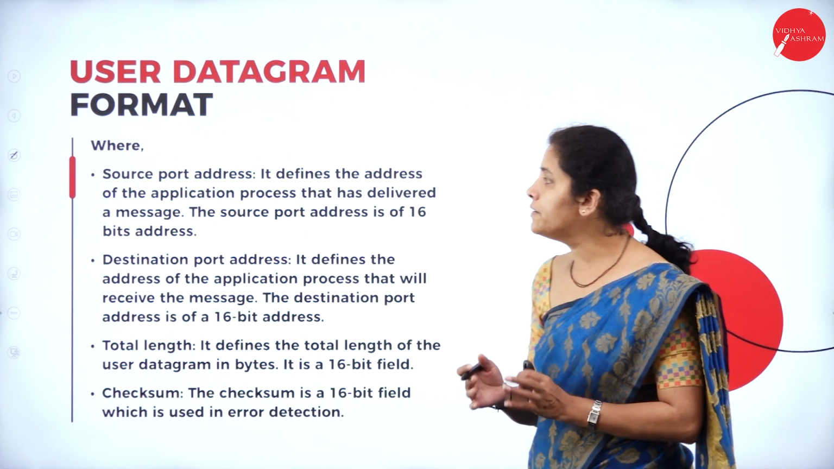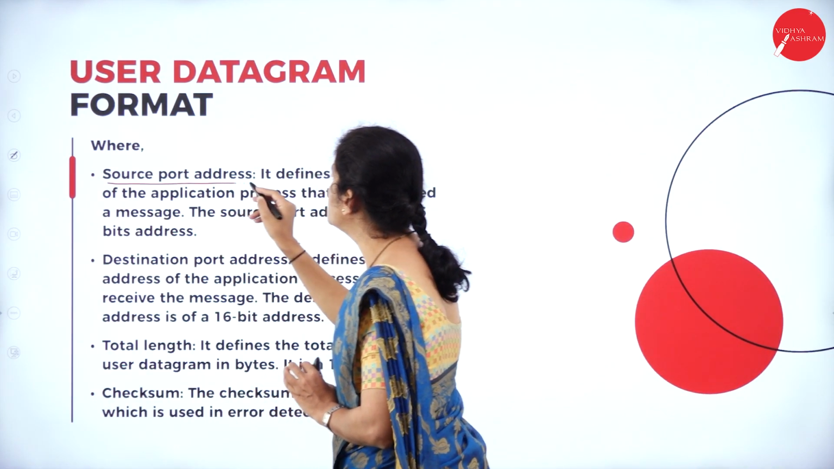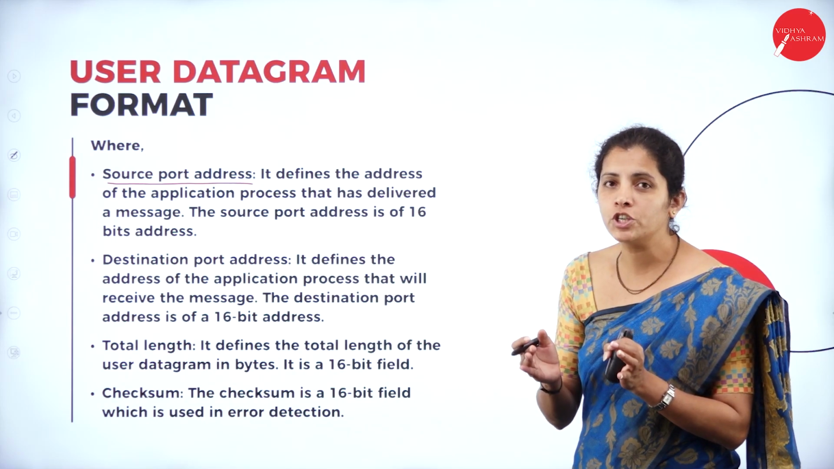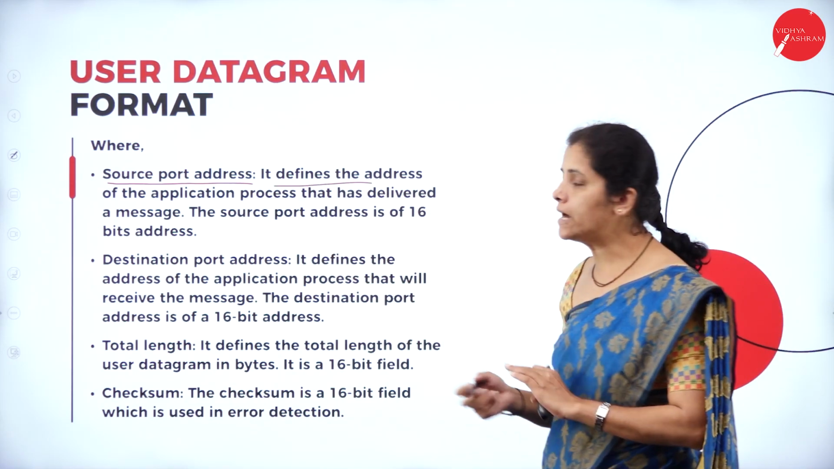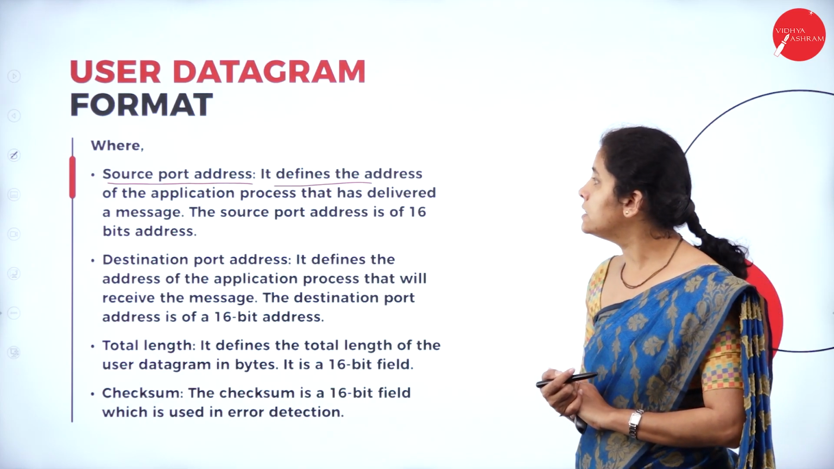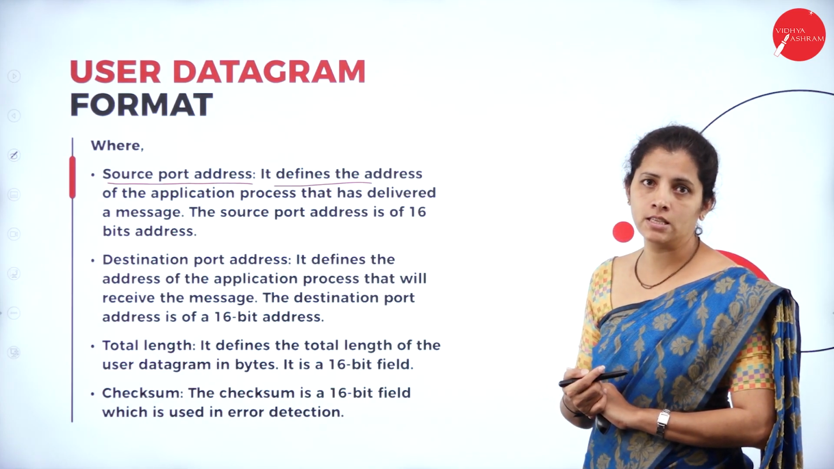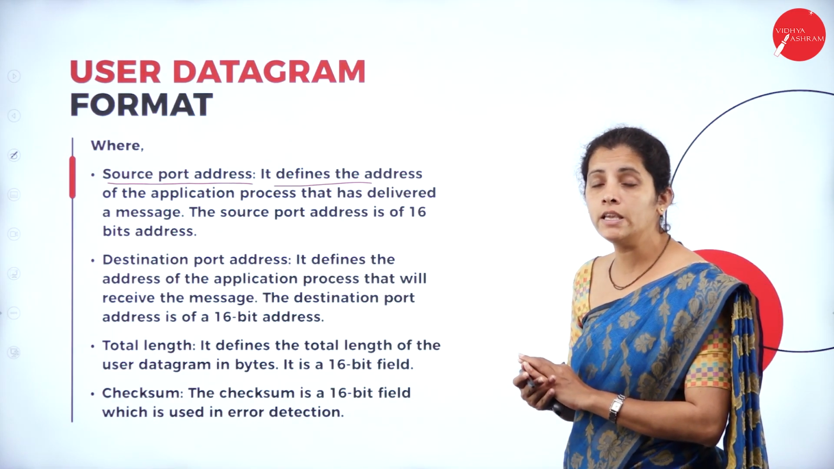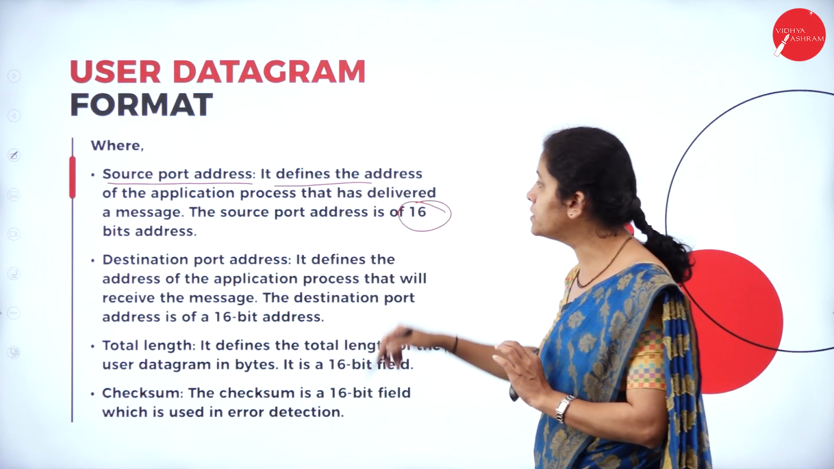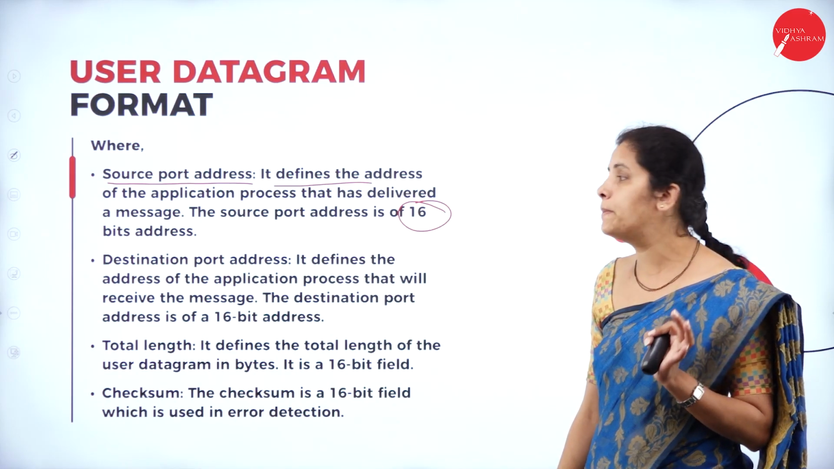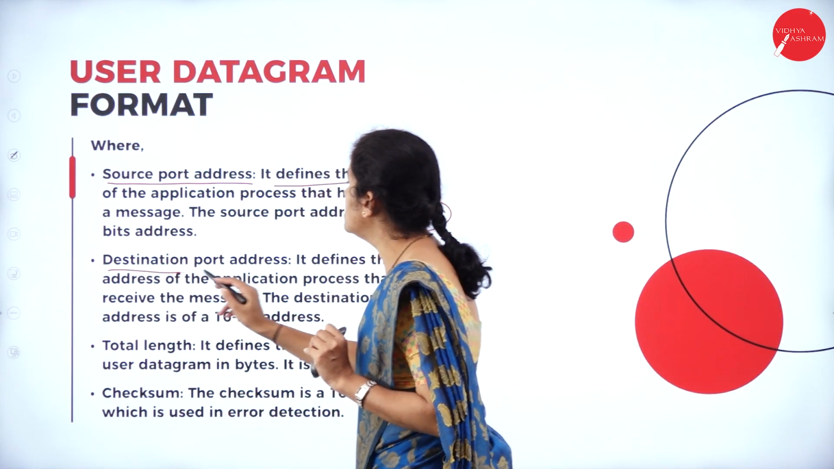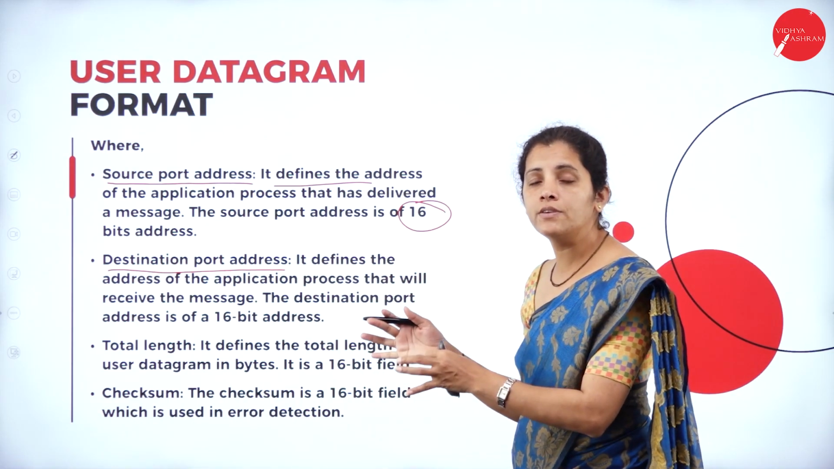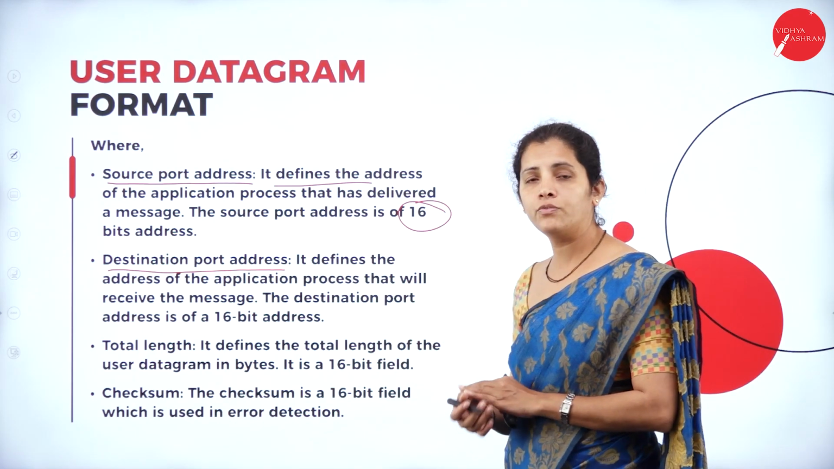So dear student, if I consider the source port address, it is used to identify the individual machine uniquely. It defines the address of the application process that has delivered a message. In the sense, which entity or which machine wants to send the message. And what is the size of the port address? It is 16 bits. And destination, this is the receiver side. Which machine is willing to receive the message, and what is the length of the port address?